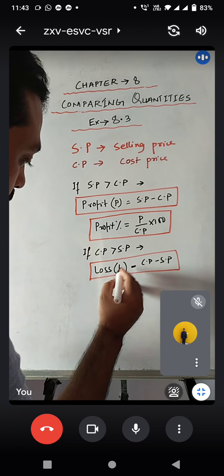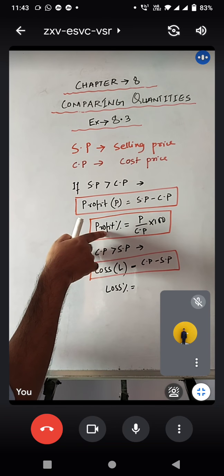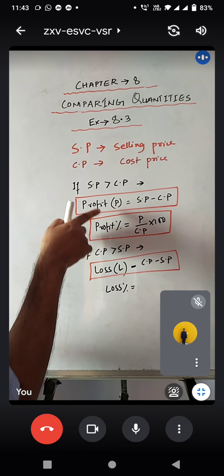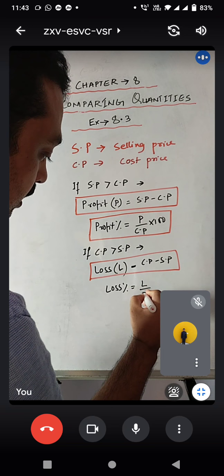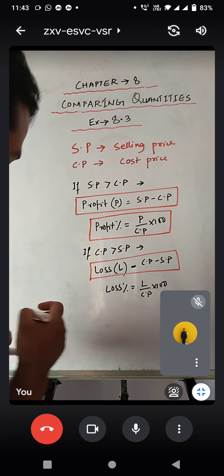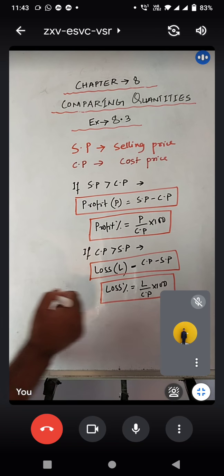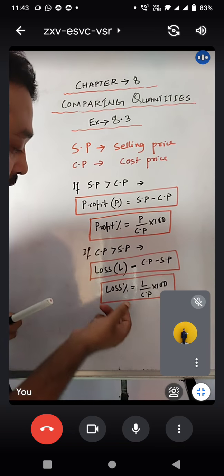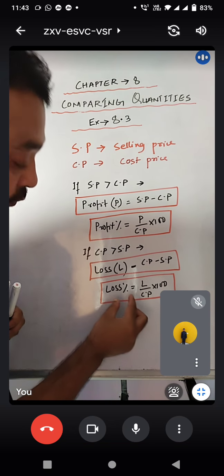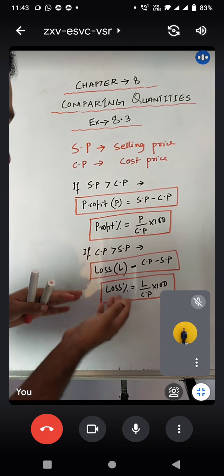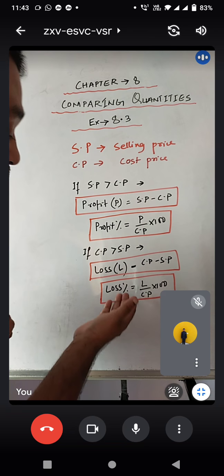Once you are done with loss, you can find out loss percent, the same way we did here. After profit, we find profit percent, and after loss, we find loss percent. That is loss by CP into 100. In some questions, they ask you to find the loss percent also. It's not mandatory that every time you get the value of loss, you have to find loss percent. But in some questions they ask you to find profit percent or loss percent. In that case, you have to find all these values.